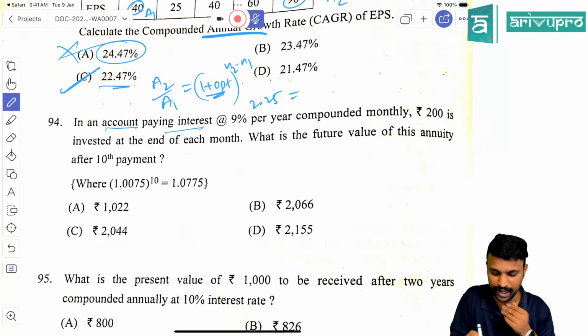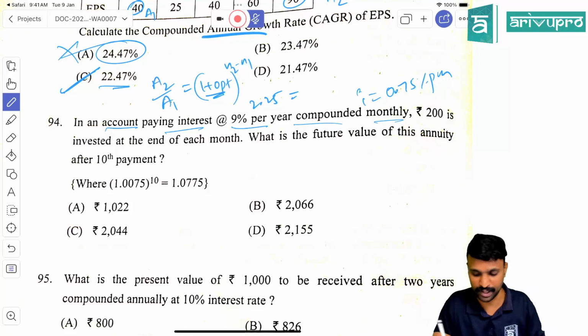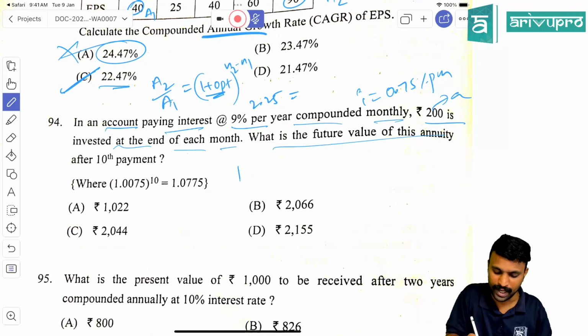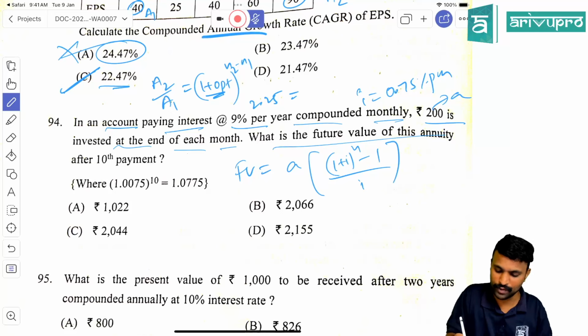In an account paying interest 9% per annum compounded monthly, 9% per annum compounded monthly means it is 0.75% per month. Yes or no? 9 by 12 you do 0.75% per month. 200 rupees is invested at the end of each month. So that is annuity. Correct? What is the future value? Guys, it is future value of annuity only. So A into 1 plus I whole power n minus 1 divided by I. What is 1 plus I whole power n?